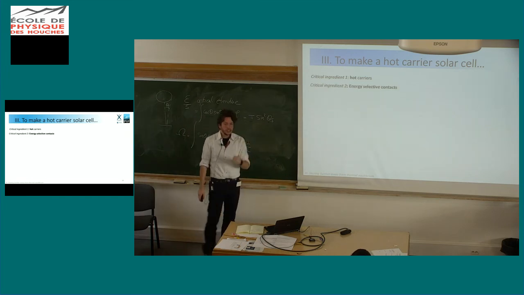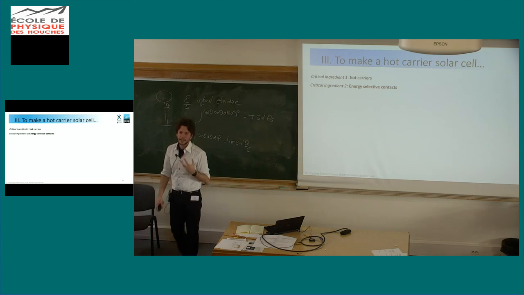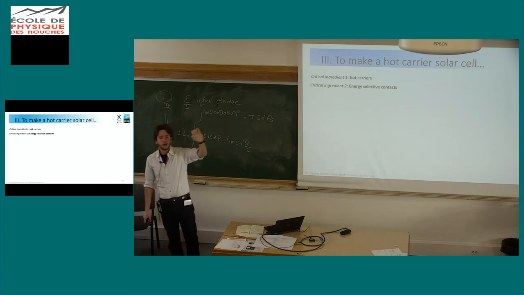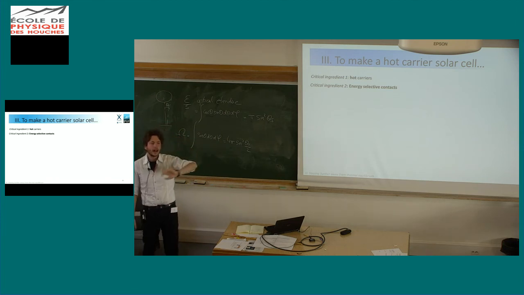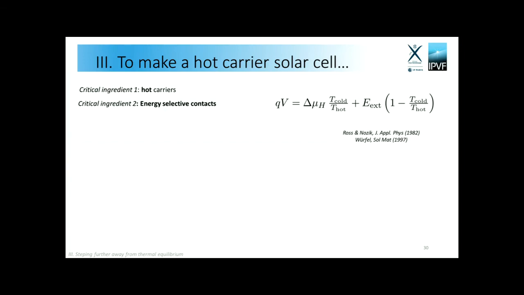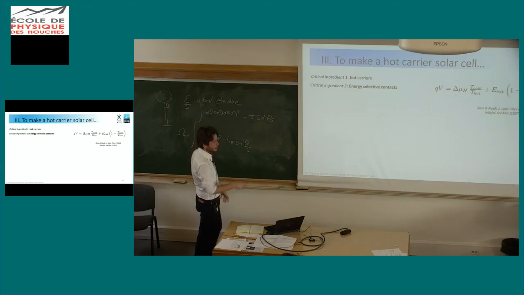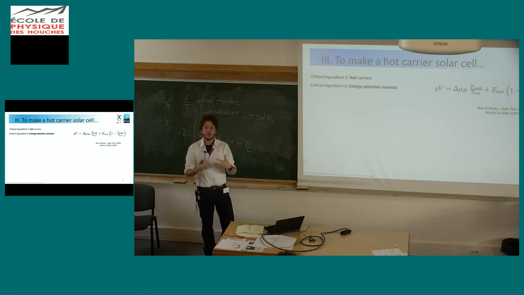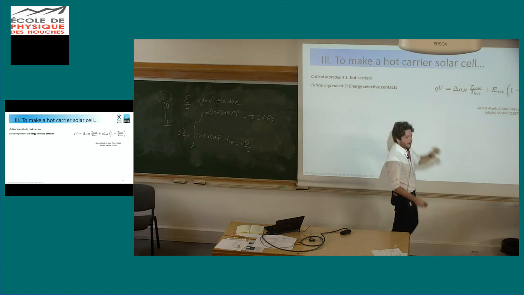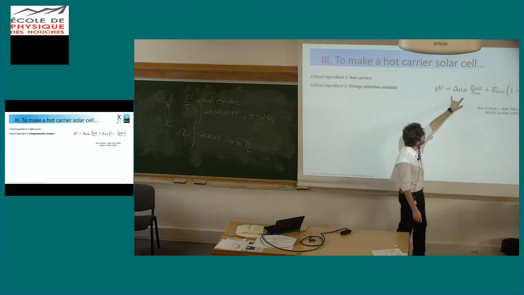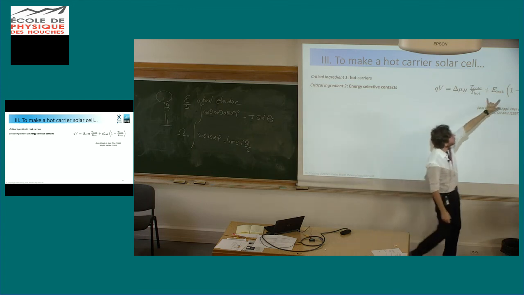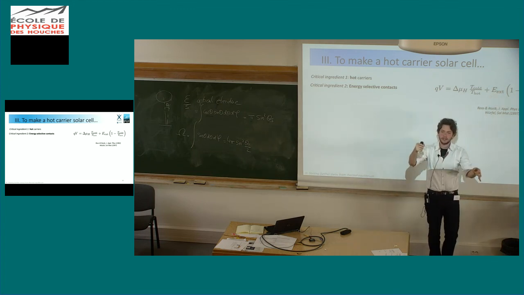The other ingredient which you need for a hot carrier solar cell is selective contacts. You need to extract carriers at a specific energy. You can't satisfy yourself with getting carriers as they come at the bottom of the band. It shows in this expression here, and I think it's quite interesting because it generalizes the usual expression which we've seen before. What you have here is the voltage which is provided by the device. This here is the Fermi level splitting inside the absorber where carriers are hot, and this here is the level at which you are extracting carriers.